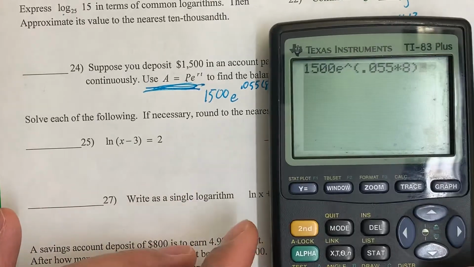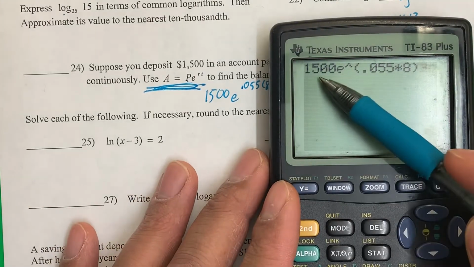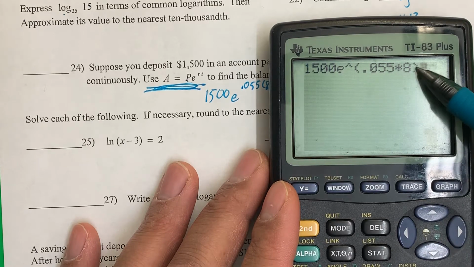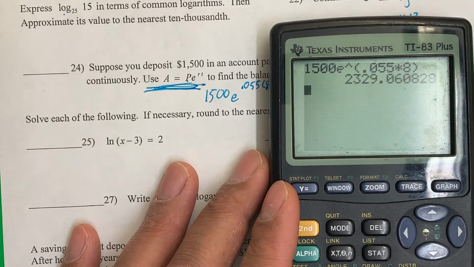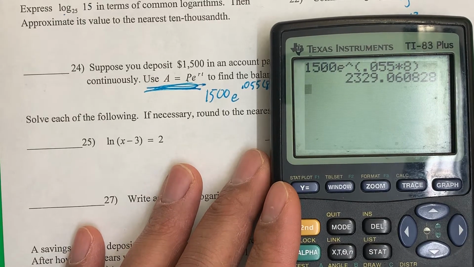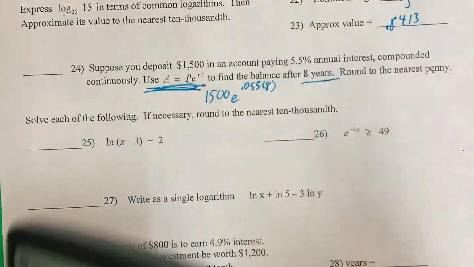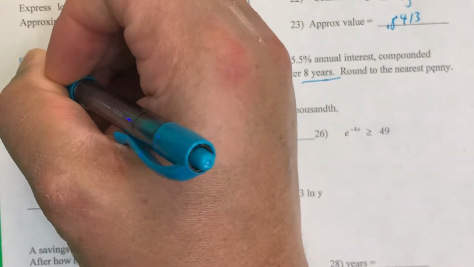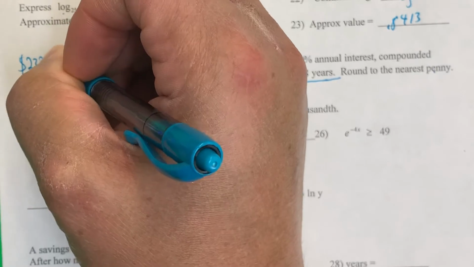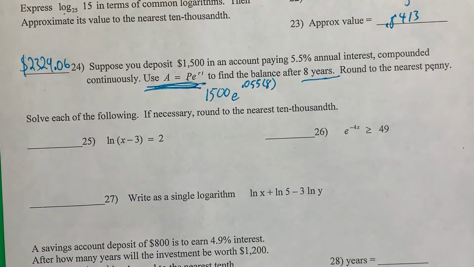Oops, sorry. Okay, check that again. 1,500 e to the 0.055 times 8. Close the parentheses. And after 8 years, we expect the balance to be about $2,329.06. And there it is. Okay.